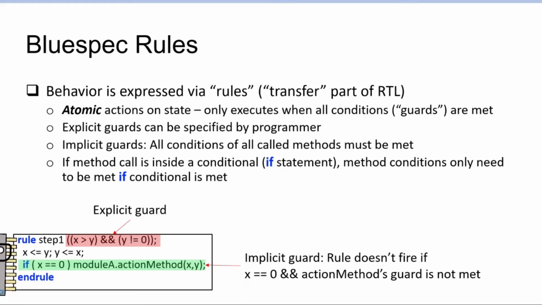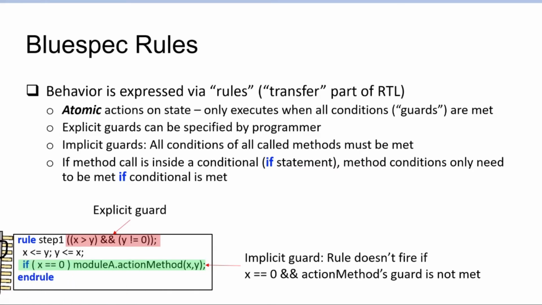For example, take this rule as an example. There's rule step 1. It has a bunch of explicit guards. It does some work on the registers. It swaps the values, actually. And if x equals 0, for example, it runs some action method. But let's say, in the context in which this rule is firing at a particular point in time, the explicit guards are met, x equals 0, and the action method's guard is not met.